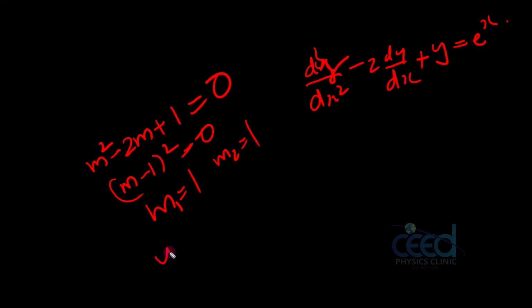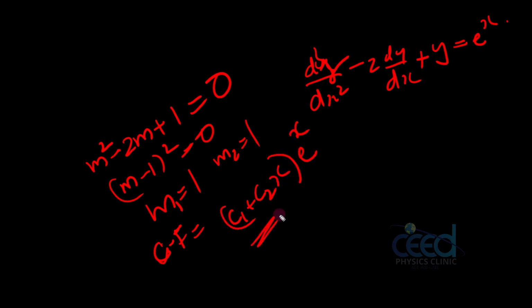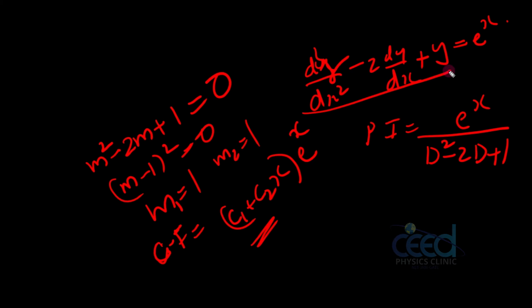So m1 is equal to 1, m2 is also equal to 1. As the roots are repeating, the complementary function is c1 plus c2 x into e raised to m1 x, that is e raised to x. So this is the complementary function. Now what about the particular integral? Particular integral is equal to e raised to x divided by D square minus 2D plus 1. I treat this term as f of D.